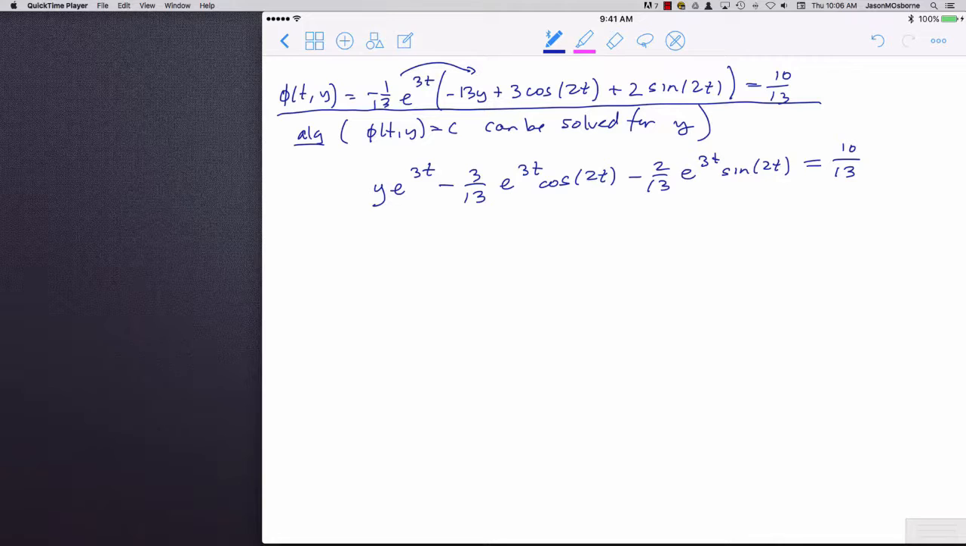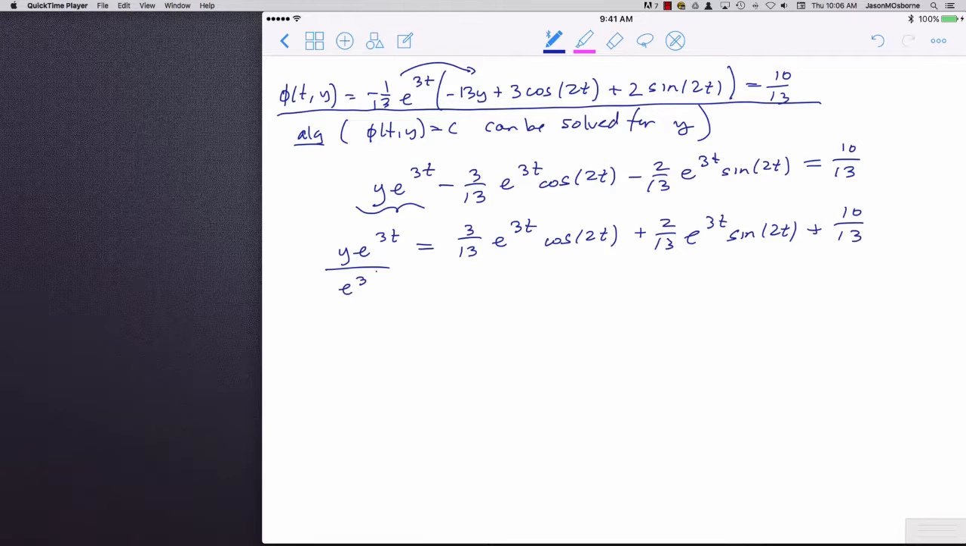Okay. Now notice that here is the only y in this problem, so we can make our way towards solving for y. I will move everything to the other side, 3 over 13 e to the 3t cosine of 2t, adding 2 over 13 e to the 3t sine of 2t to the other side, and then we have 10 over 13. Okay. And now we can divide both sides by e to the 3t, and that leaves y all by itself as a function of t.